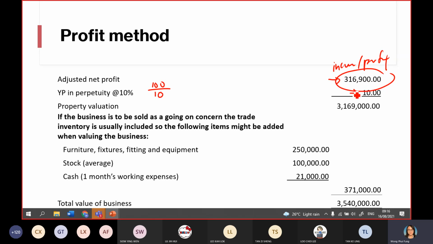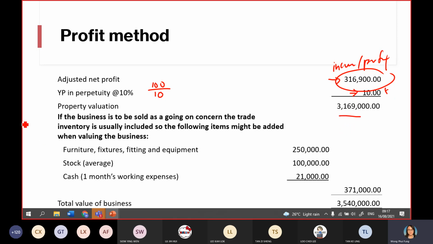Just like when you value the commercial property, the rental income that you receive per year, assuming you are going to enjoy it forever. Similarly, in this case, under the profit method, because you are doing business, assuming when the new owner takes over the whole business, they can enjoy this income forever. So that's why YP in perpetuity, 100 divided by 10. Okay, so when you multiply it, this will be the property value.